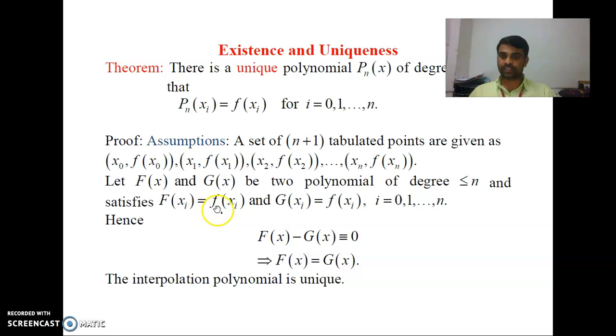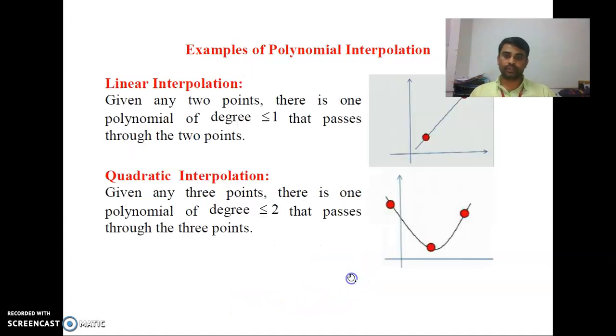So we get f(xi) equals small f(xi), and we also fit the second polynomial g(x) to the same data points. So we get g(xi) equals f(xi). Both polynomials have degree less than or equal to n, and both polynomials are fitted to the same data points. Then subtracting the two polynomials, we get f(x) minus g(x) is identically 0. Then f(x) equals g(x), meaning both polynomials are equal. It means the interpolation polynomial is unique.